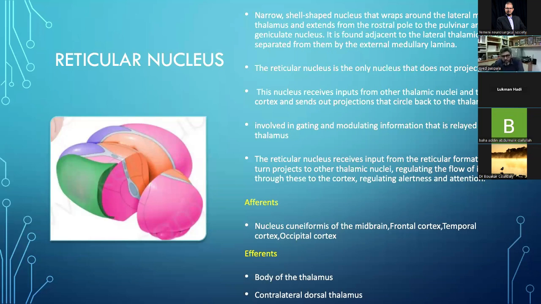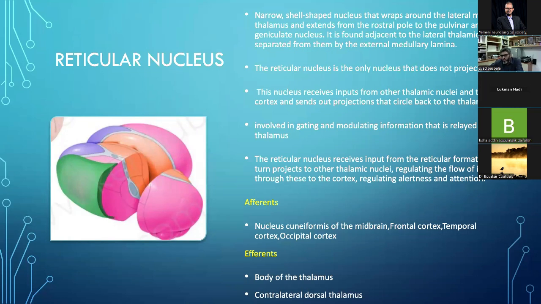And the reticular nucleus, as I told you in my previous slides, is like a shell-shaped nucleus which is overlying the external medullary lamina on the lateral surface of the thalamus, which will be extending from the anterior pole of the thalamus almost to the pulvinar area, and even the geniculate nuclei here. And it is the only nucleus that does not project onto the cortex.